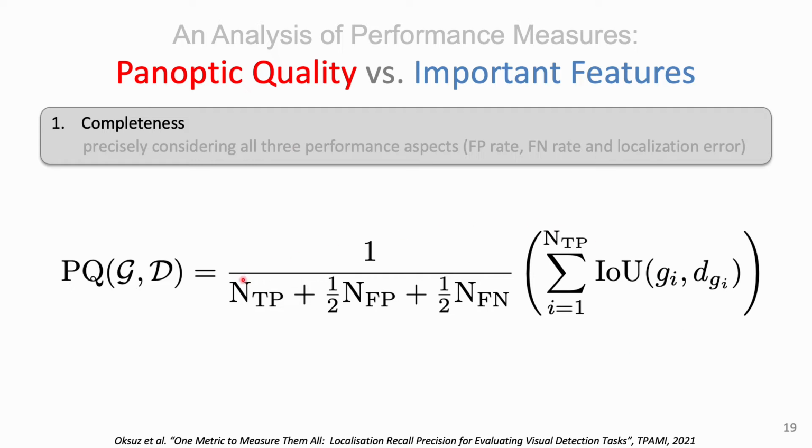We see that panoptic quality can be written in this form, which includes the number of false positives, the number of false negatives, and a localization error for each true positive. Therefore, we can say that panoptic quality satisfies the completeness feature expected from a performance measure.